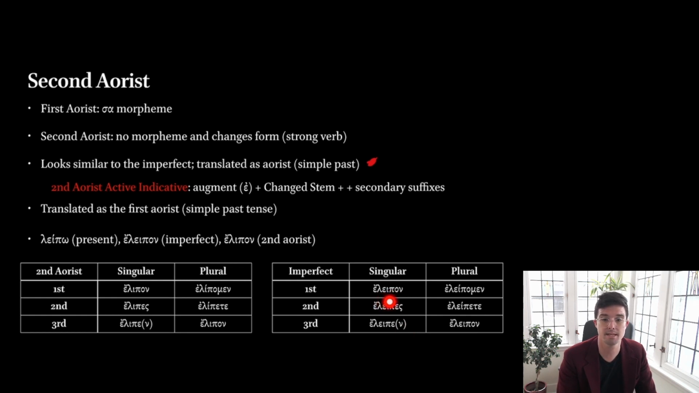The present tense stem hasn't changed at all. It's just added that augment and used the secondary suffixes, whereas the second aorist has changed the form, added the augment, and added the secondary suffixes. So once again, the second aorist is less common than the first aorist, but there are a lot of very important verbs that are going to have second aorist forms.